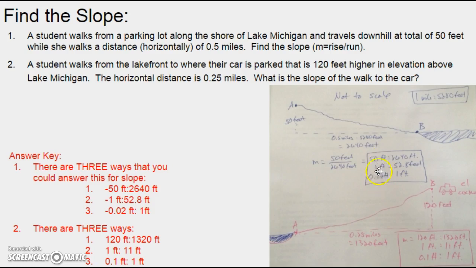So my first number is going to be my rise. In this case, it's dropping in elevation. It's a ratio to run. And that's how I solve this one. So this one's walking downhill, and it's going to be negative values.